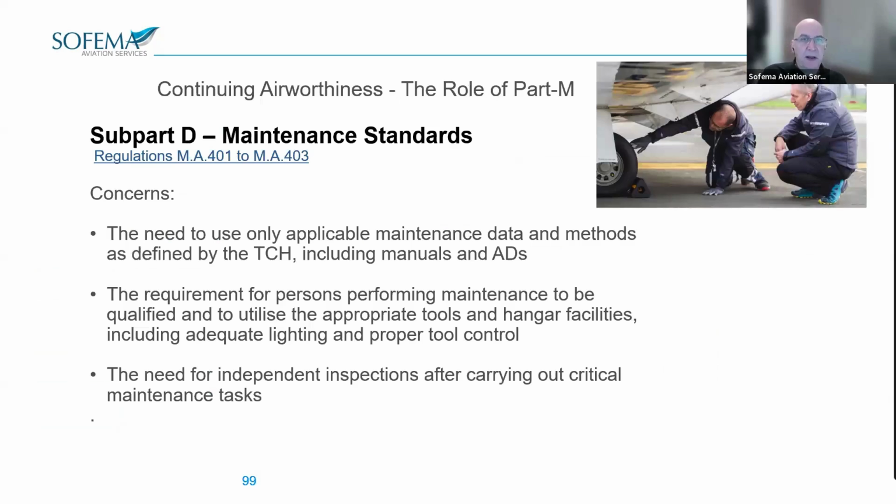Subpart D is all about using the correct data, people, tools, and facilities to perform aircraft maintenance. That is to say, licensed engineers, fully calibrated tools, and hangars to protect the aircraft. So the need to use applicable maintenance data that relates to the aircraft type and the methods as defined by the type certificate holder, including all the manuals and airworthiness directives.